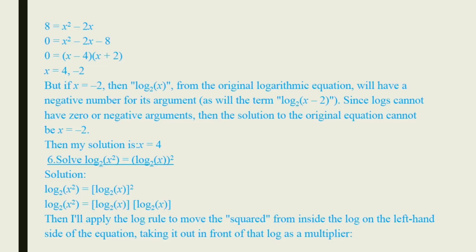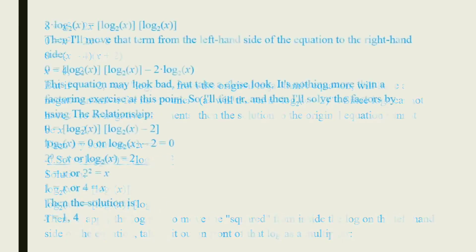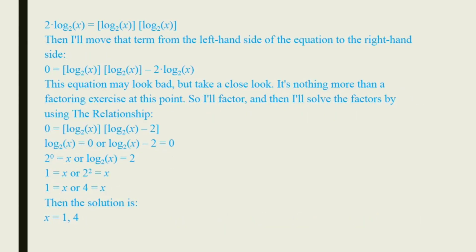In question number 6, we can see log x square base 2 equals log x base 2 whole square. Then I will apply the log rule to move the square from inside the log on the left hand side of the equation, taking it out in front of that log as a multiplier. Now 2 log x base 2 equals log x base 2 into log x base 2.